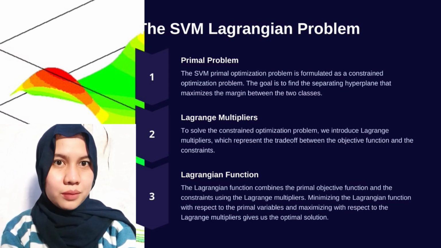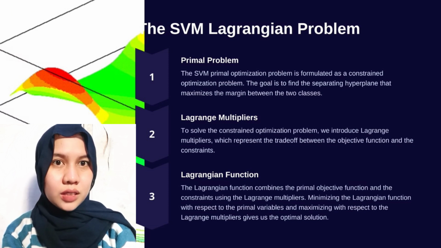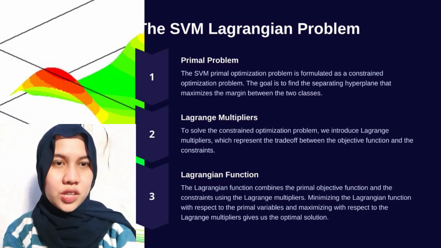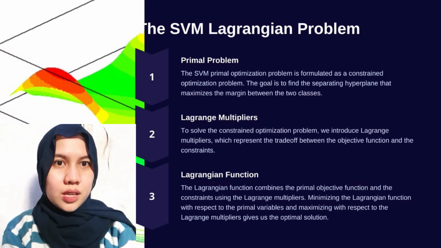1. Primal problem. The SVM primal optimization problem is formulated as a constrained optimization problem. The goal is to find the separating hyperplane that maximizes the margin between the classes. 2. Lagrange multipliers. To solve the constrained optimization problem, we introduce Lagrange multipliers, which represent the trade-off between the objective function and the constraint.